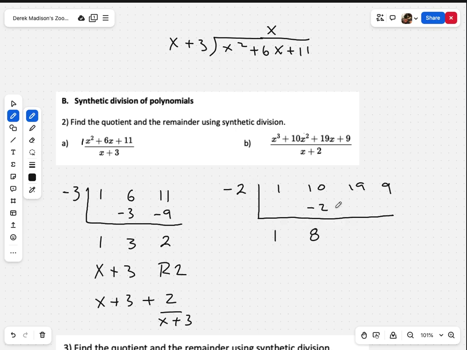Negative 2 times 8 makes negative 16. Combining those, we get 3. Negative 2 times 3 makes negative 6. 9 minus 6, or 9 plus negative 6, would be 3. And so this one started off as an x cubed. If I go x cubed divided by x, that would be x squared. So this first one is x squared plus 8x plus 3, and then remainder 3. So much easier than doing the long division when it's available.